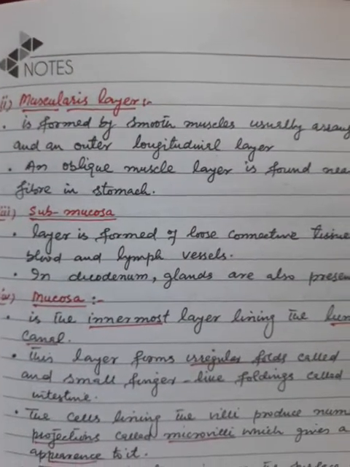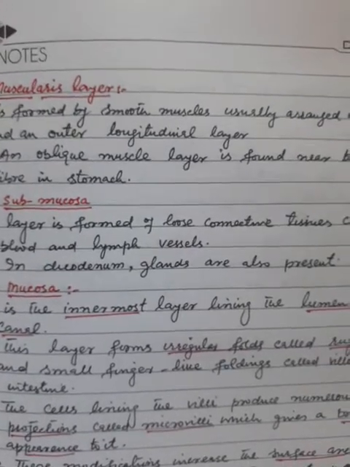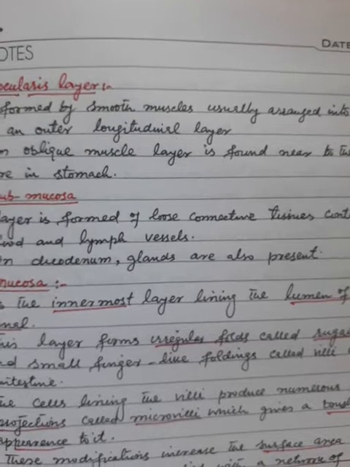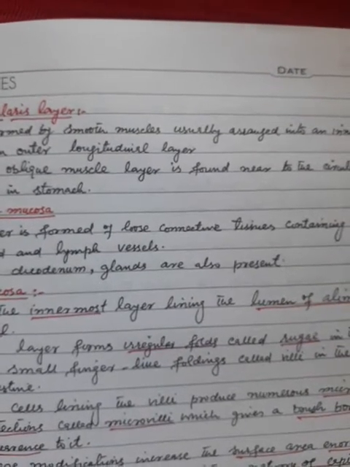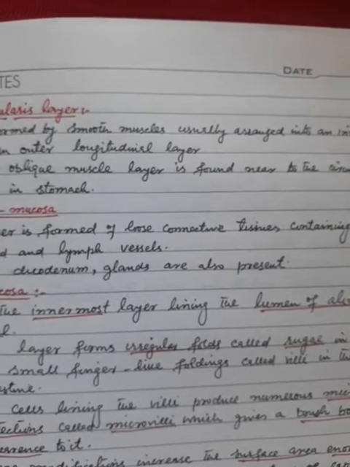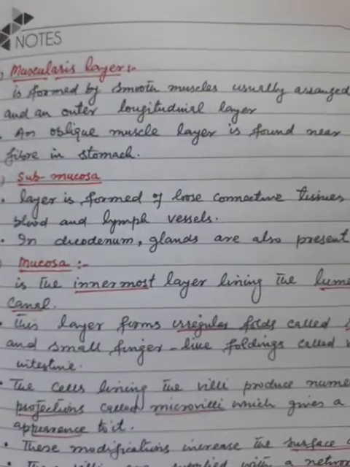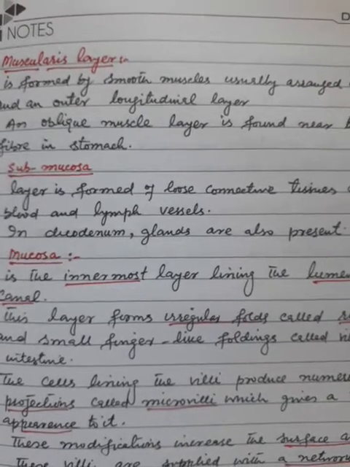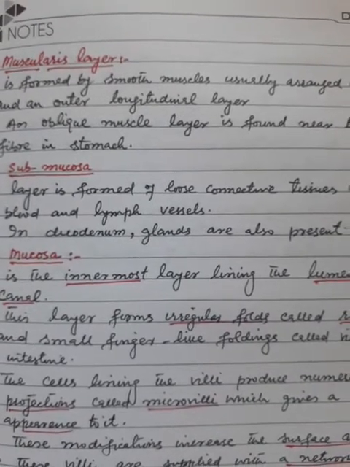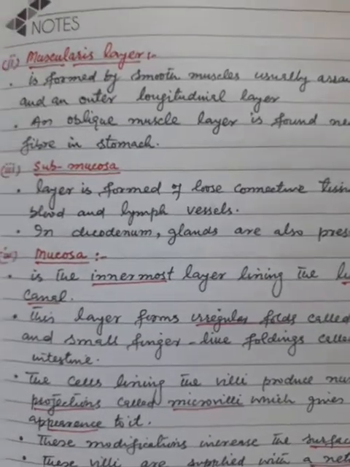Now the muscularis layer. Muscularis layer is formed by smooth muscles usually arranged into an inner circular and an outer longitudinal layer. An oblique muscle layer is found near to the circular muscle fiber in stomach.